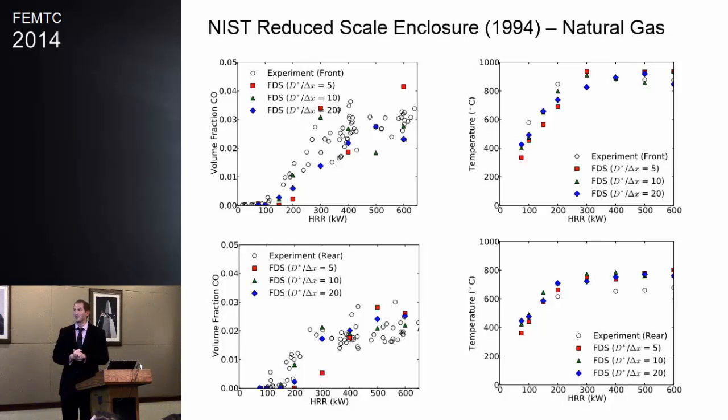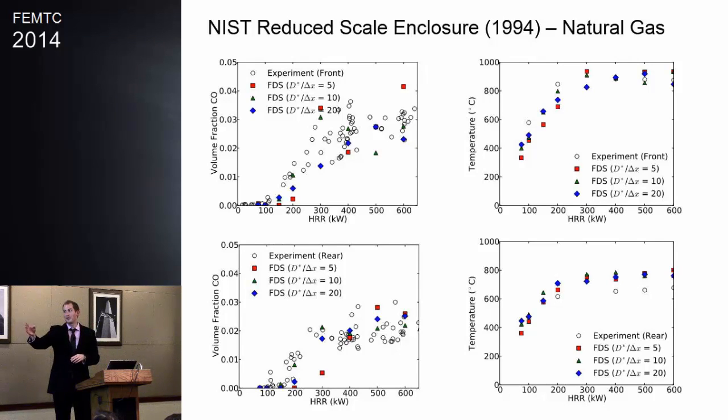What we did was look at CO concentration in the front and the rear of the compartment, as well as temperature. In our validation guide, we present a lot more things, but for time, I'm only going to look at these two. And we looked at 3 different grid resolutions. As y'all are familiar with the D-star over DX, we ran a 5, 10, and 20, so we have our coarse, medium, and fine resolutions.